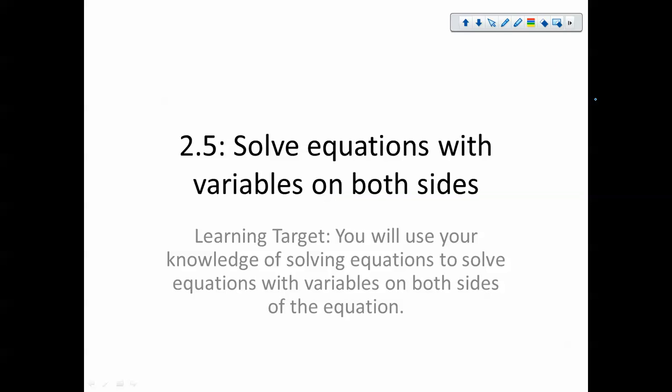So our learning target today, the thing that you want to be able to do, is use your knowledge of solving equations to solve equations with variables on both sides. None of the things about solving are different here, okay? I'm throwing that out there. The same three things we talked about yesterday. Isolate the variable, right?